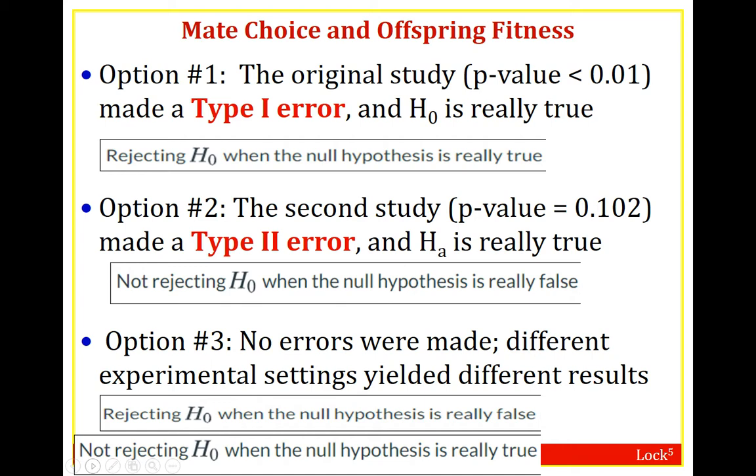Well, maybe there was a type 2 error, right? Well, in a type 2 error, the second team maybe didn't reject H0 when they should have, and the null hypothesis was really false. In option 3, no errors were made, and as we will see in this course, it's possible to get different data from different tests. Seems very confounding, right?